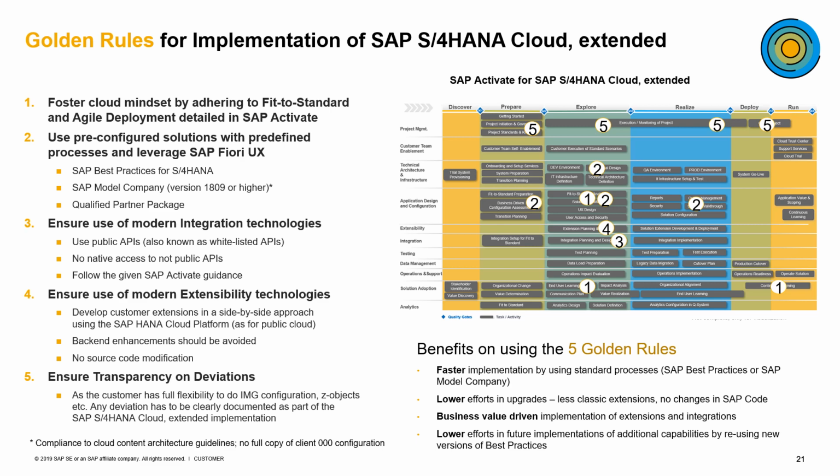The first rule is to foster a cloud mindset, as well as the use of fit to standard and agile deployment as detailed in SAP Activate. Customers are not limited to use of the model company, but they can also go beyond, as long as they ensure that they adhere to the standard software capacities rather than using custom code.